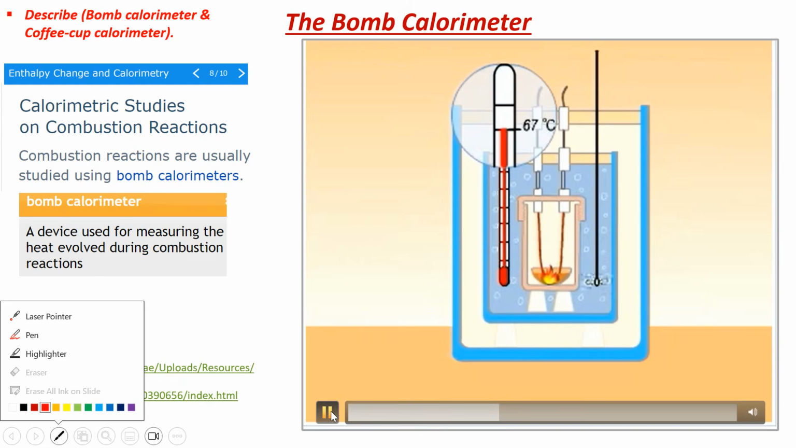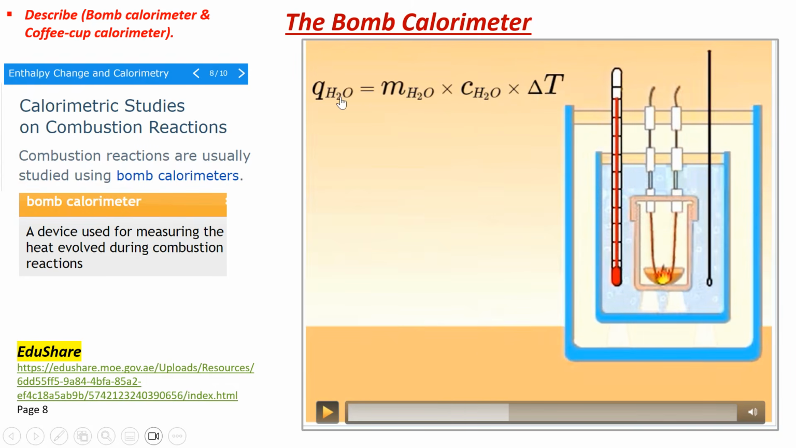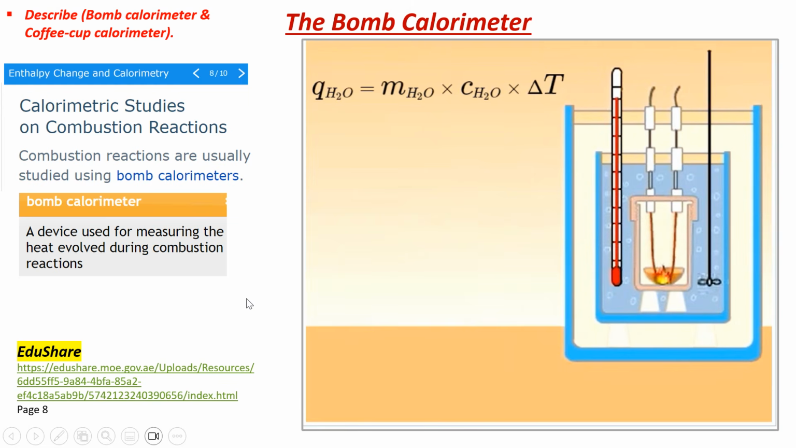So we read the difference in temperature, and we use it in this equation. We know the specific heat of water, we know the mass of water, and now we know delta T of water. Automatically, the heat gained by the water equals the heat released by the reaction. So if we measure the heat absorbed by water, it is equal to the heat released by the reaction inside. And that's how we measure the heat from this reaction. So basically, that's how we use the bomb calorimeter.